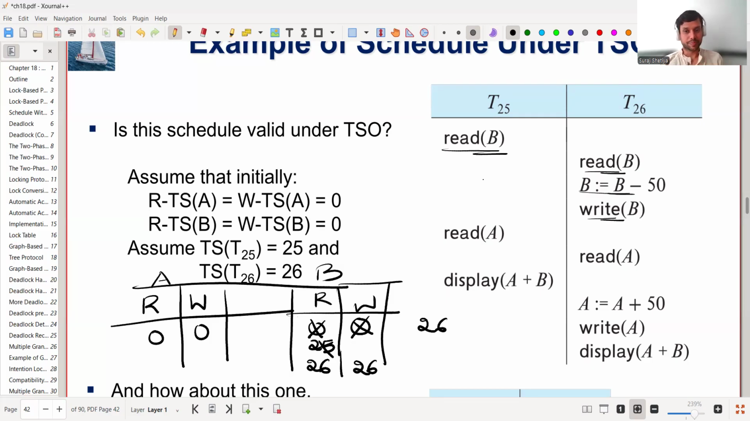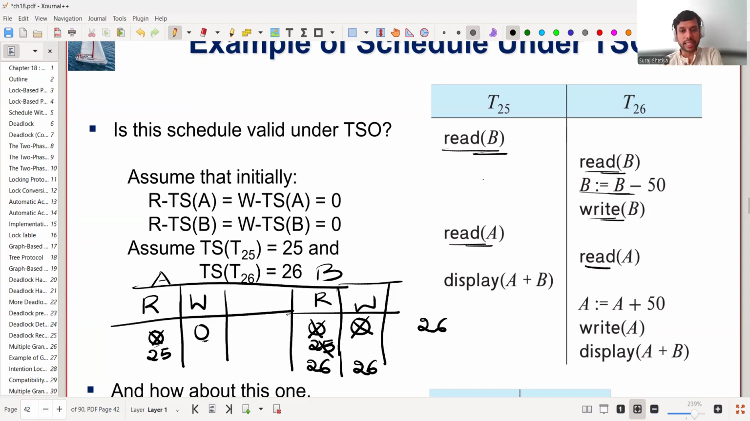Now we'll come to the read. When we come to the read, what happens? T25's read is here. Is 25 greater than 0? Yes. Sorry, we don't check the read timestamp, we check the write timestamp. Is 25 greater than 0? Yes, that is true. Only read and write can conflict. So we'll update the read timestamp. So we are fine so far.